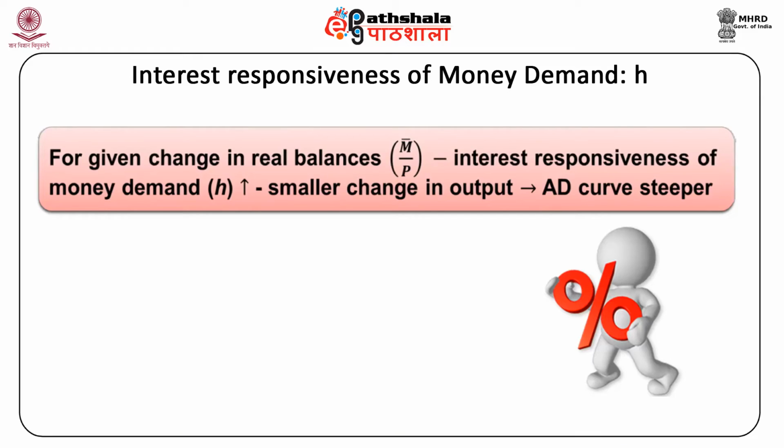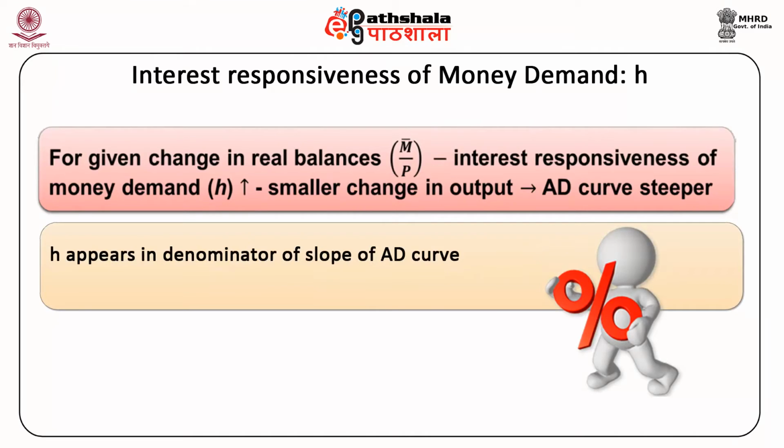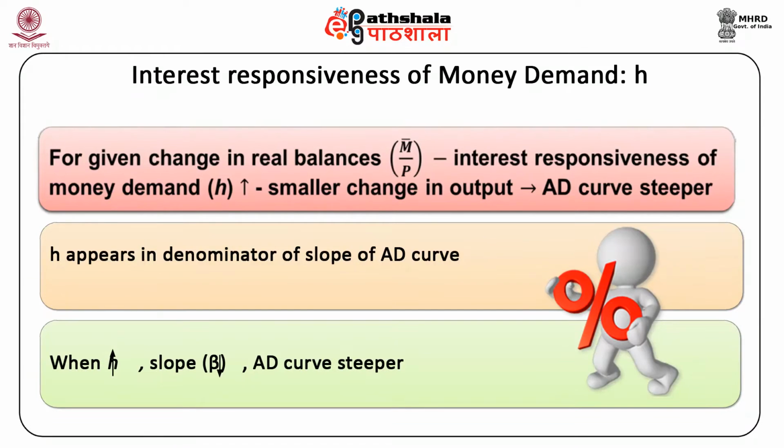For a given change in real balances M bar by P, when interest responsiveness of money demand, that is H, increases, there will be a smaller change in the output, that is Y, making the aggregate demand curve steeper. Mathematically, H appears in the denominator of the slope of aggregate demand curve. Thus, when H increases, slope beta decreases, making aggregate demand curve steeper.